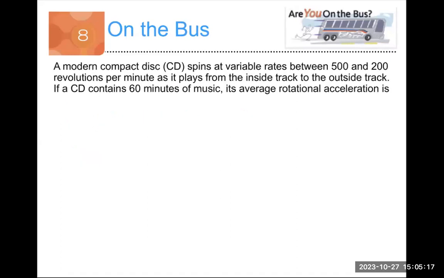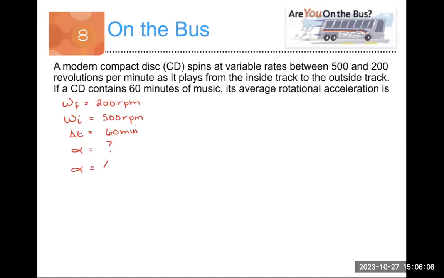Now the next problem, we're looking at a CD, and that CD spins at a variable rate between 500 and 200 revolutions per minute as it plays from the inside track to the outside track. We're told it contains 60 minutes of music, and you're asked to find the average rotational acceleration. Well, our omega F is going to be 200 RPMs. Our omega initial will be 500 RPMs. Our delta t we're given as 60 minutes. And you're asked to find alpha.